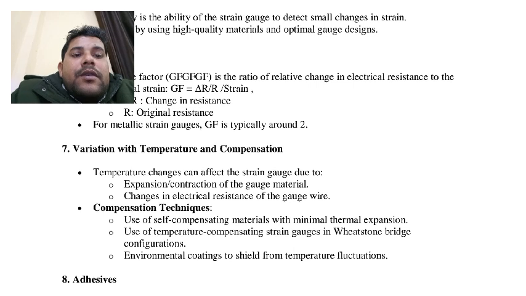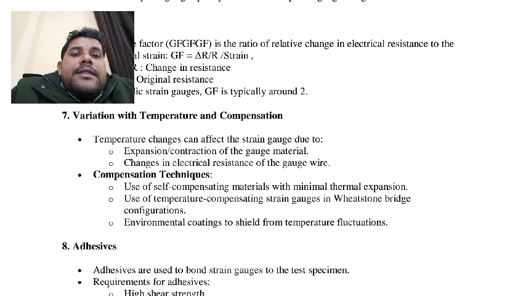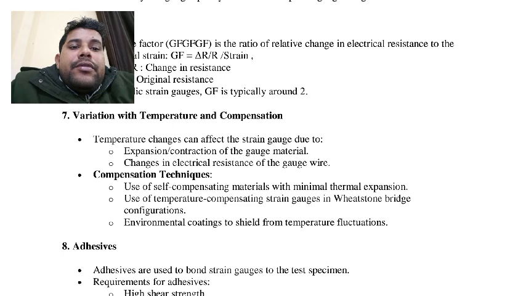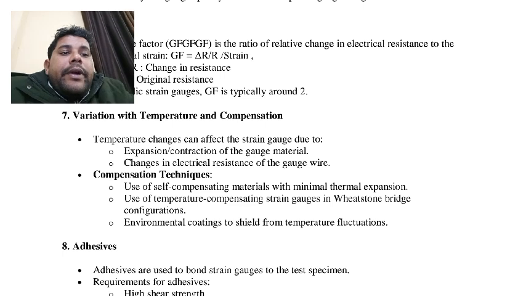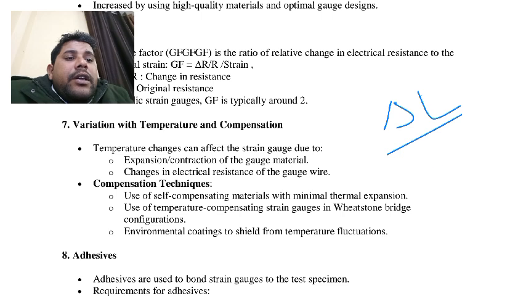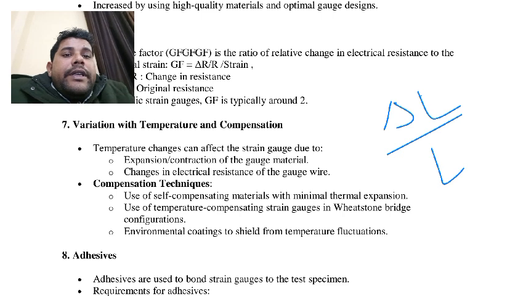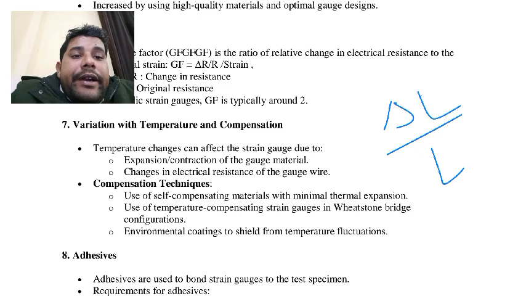Temperature changes can affect the strain gauge due to expansion and contraction of the strain gauge material: expansion due to applied tensile force, and contraction due to applied compressive force. When we apply tensile force, the material will expand. Because of expansion, the length changes by a change in length delta L, relative to the original length. In this way a strain is created, and based on the strain the gauge factor can be calculated.